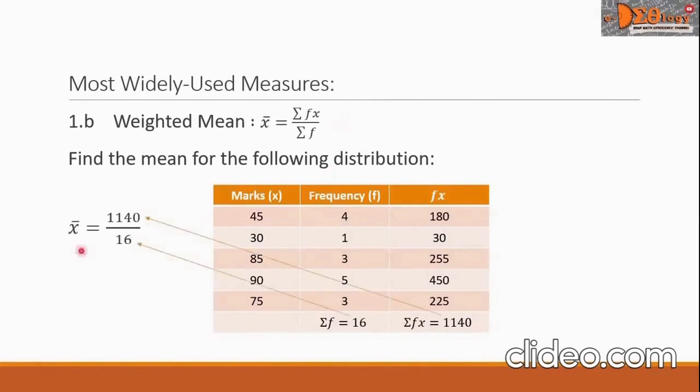So we have x bar equals the summation of fx, which is 1140, and it is now written here, over the summation of f, which is 16. Then simplifying, getting the quotient, we have 71.25. This is our final answer.